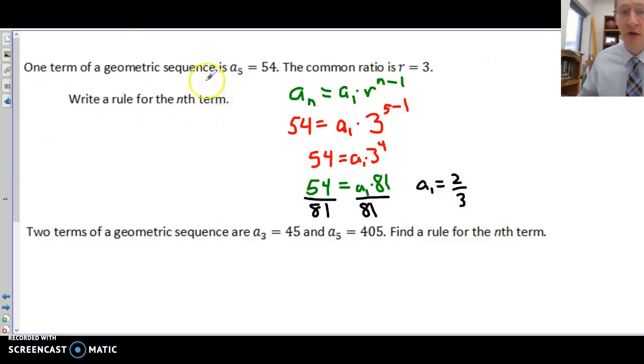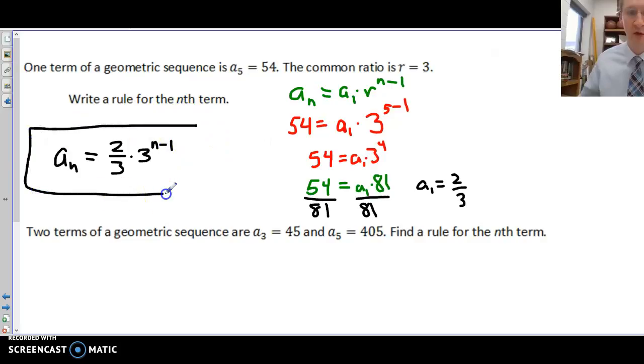So now, when I have to write a rule for the nth term, I've got the info that I need. To write a rule for the nth term, I take the first term, which in this case is 2/3, I just figured that out, times the common ratio, which is 3, and that's raised to the n minus 1 power. So there's my rule for the nth term.